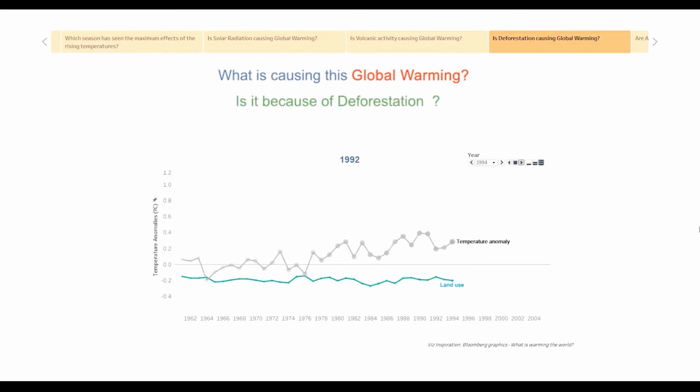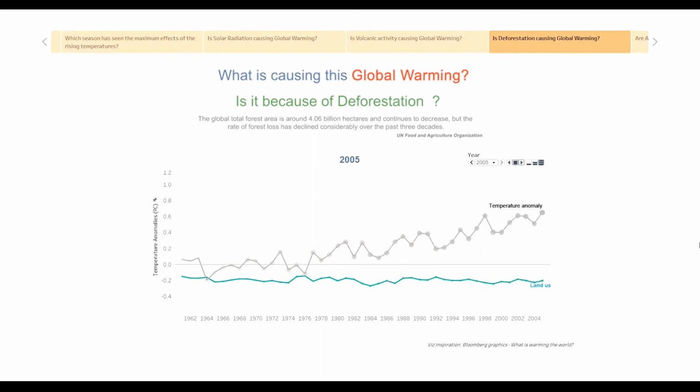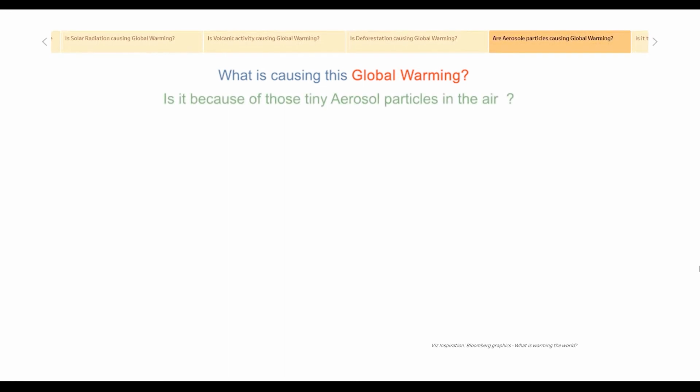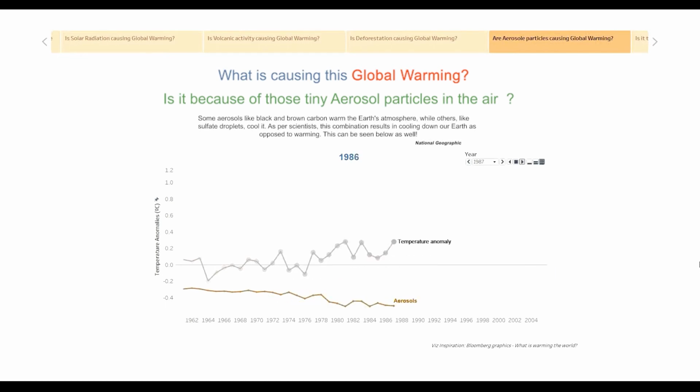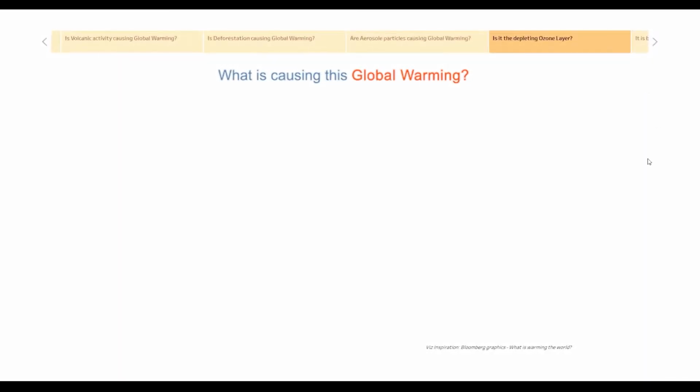No, the estimated impact of deforestation is not significant because even though forest area continues to deplete, the rate has declined over the years. Are those tiny aerosol particles responsible? Let us check. Some particles warm the earth, but sulfate particles cool it. The net effect is resulting in cooling the earth as seen in the graph. The mystery still remains unsolved.